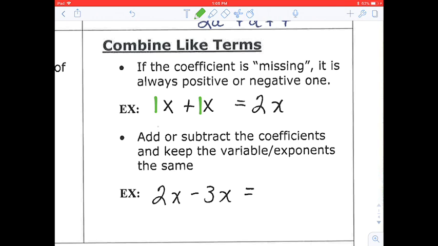So let's do a second example. I have 2 x's. I take away 3 x's. 2 minus 3 leaves negative 1. But because I had x's minus x's, that means it's negative 1x.